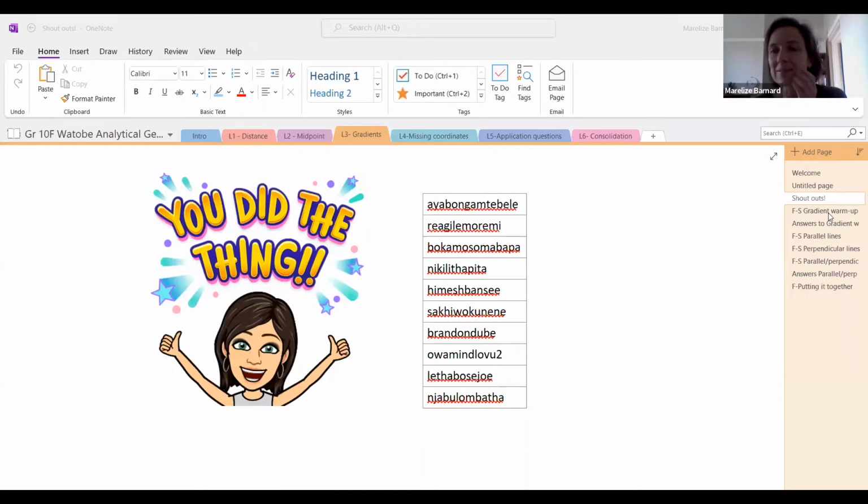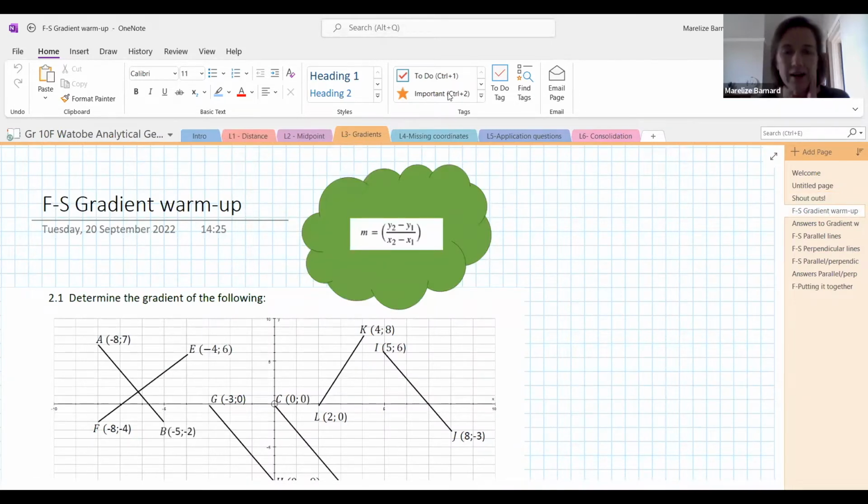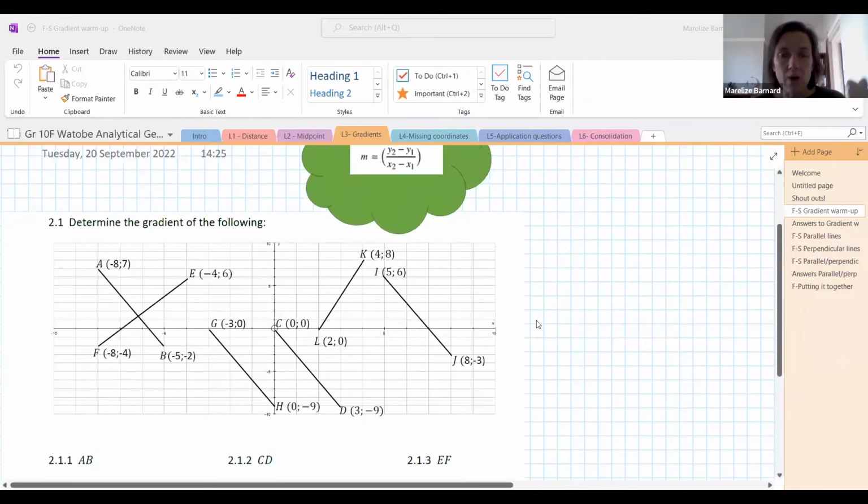Our actual lesson. And what we're going to do is just do a little warm up with gradients. I've actually put it up, so that gave it away. But the gradient formula, or how we calculate gradient, we do the change in y over the change in x. So the y's must always be at the top and the x's are at the bottom.